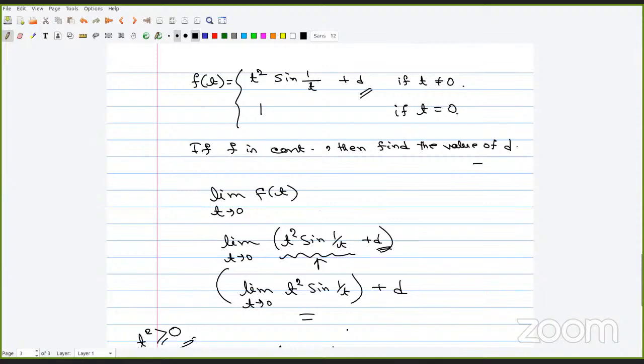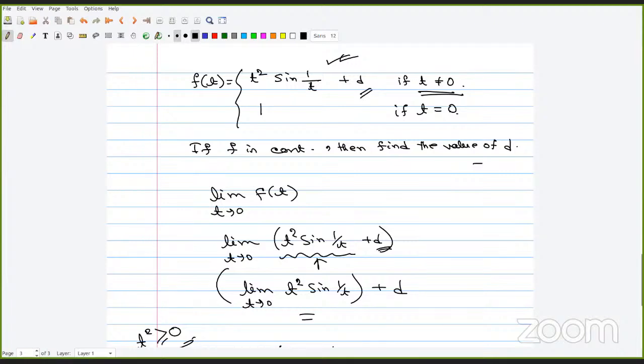The other way to find this was the LHL equals RHL approach. The left hand side limit and right hand side limit will always be the same here, because for t not equal to 0, when t is positive and when t is negative, the function is the same. Only at 0 it is different. So we only have to calculate the value of that limit when t tends to 0.